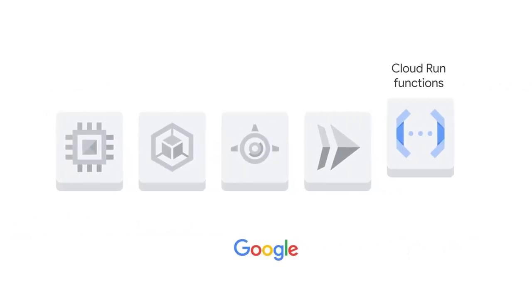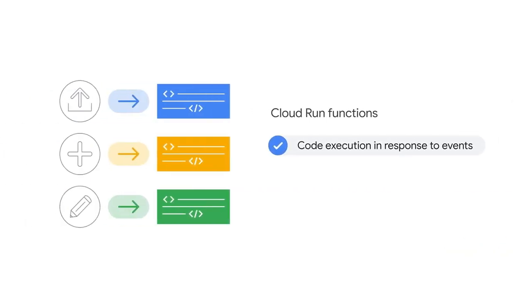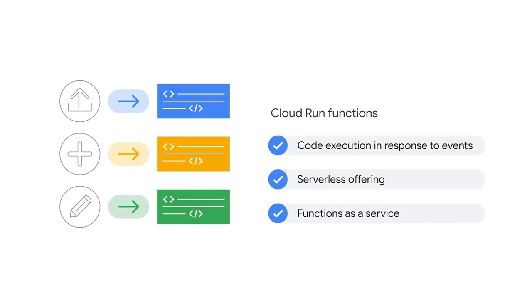And finally, there is Cloud Run Functions, which executes code in response to events, like when a new file is uploaded to cloud storage. It's a completely serverless execution environment, which means you don't need to install any software locally to run the code, and you are free from provisioning and managing servers. Cloud Run Functions is often referred to as functions as a service.